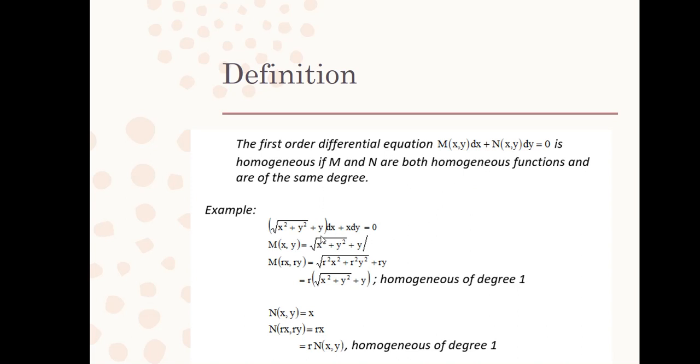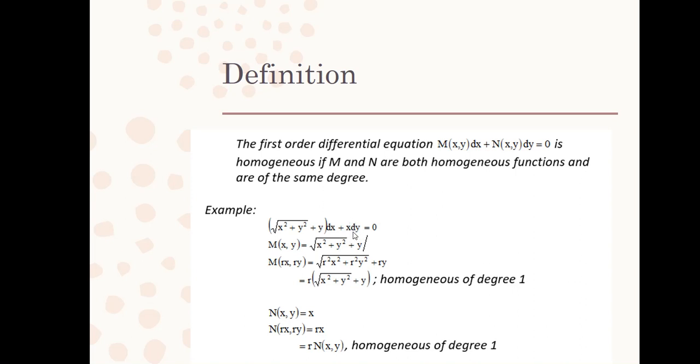Now, you're given this differential equation, square root of x squared plus y squared plus y, quantity dx, plus x dy. By inspection, you can right away look at the second term, and its corresponding degree is 1.